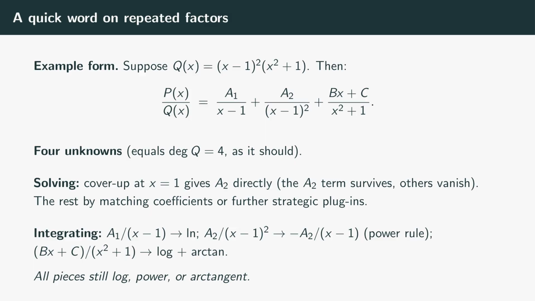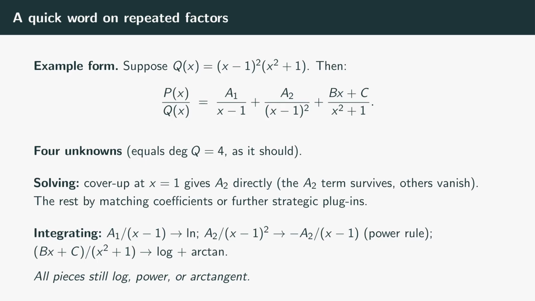For the solving step, cover-up still works on the highest power repeated linear term. Plug in x equals 1. The a1 term has the quantity x minus 1 to the first power, which vanishes. The quadratic term has the quantity x squared plus 1 fine, doesn't vanish, but it doesn't kill the a2 term. Carefully done, plugging in x equals 1 gets you a2 directly. The others need a matching pass.